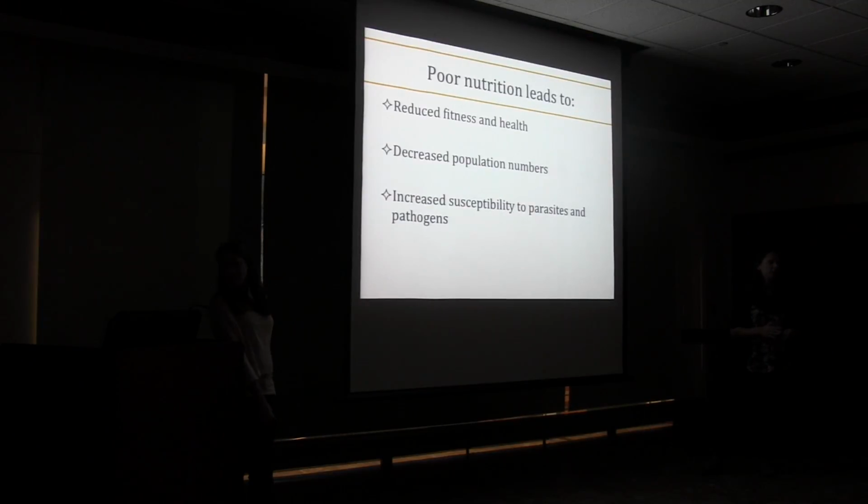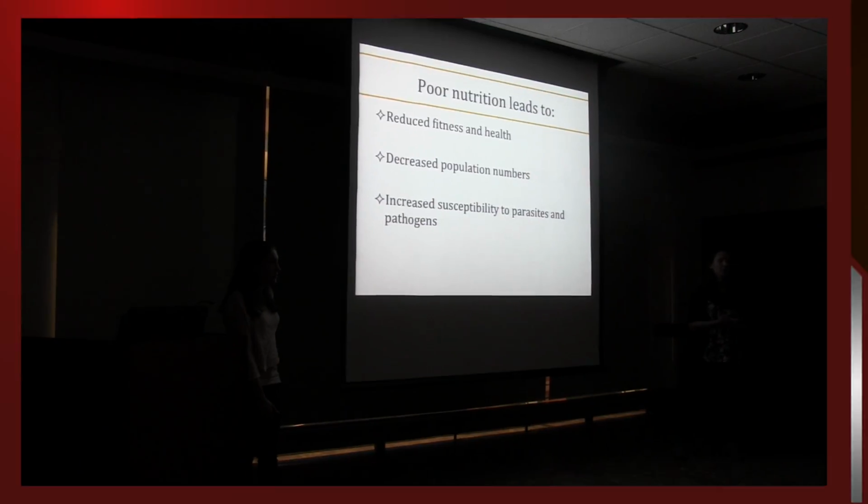So poor nutrition, if we're talking about it from a very general perspective, can reduce the fitness and the health, so the ability to reproduce. It can decrease the population number, so how many bees are able to persist in a landscape. And it can also make them more susceptible to pathogens and parasites. So they're weaker as a whole and not actually able to fight off some of these other factors that might influence them.